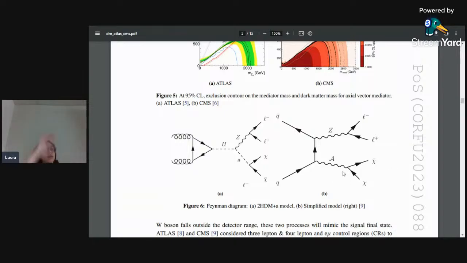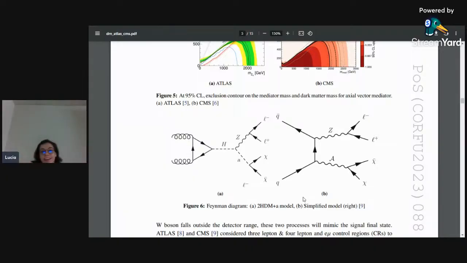No, because in the case B, in the simplified model you have a new vector. In the two Higgs doublet model, you don't have new gauge bosons. You have just a new one. It's because in the two Higgs doublet model you also have another pseudoscalar, that is A. It looks like two different models. That's what I'm trying to say. It's a simplified model, coupled with quarks. So this A and B are two different models.